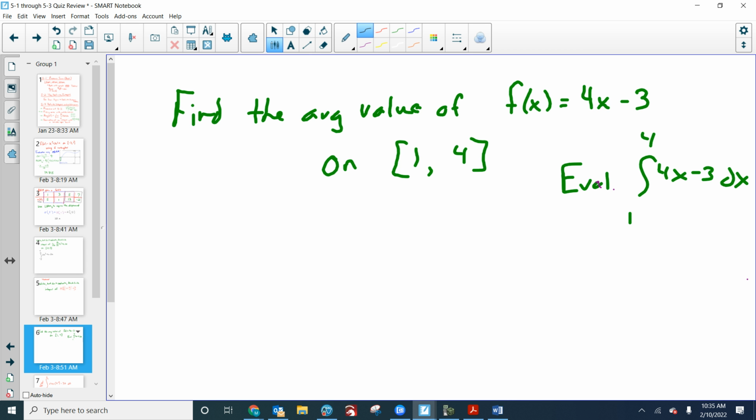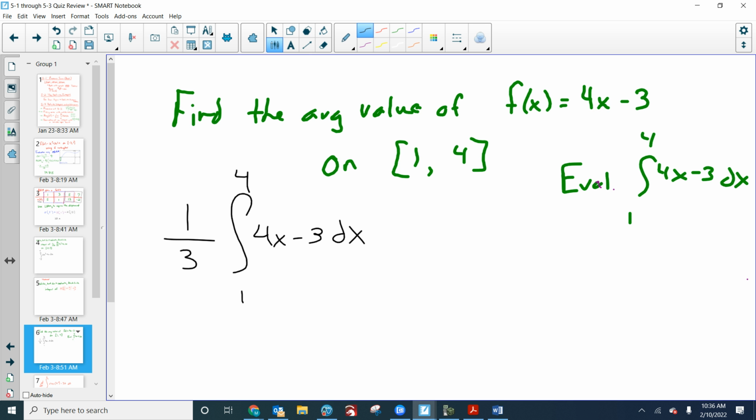Average value. Do we need to see this one? What'd you get for the answer? 7? So what do I need to see here? I need to see 1/3 times the integral from 1 to 4 of 4x minus 3 dx. Did you guys use antiderivatives here? It could have been geometric. It's a line. You could have made rectangles and triangles, but practice antiderivatives.